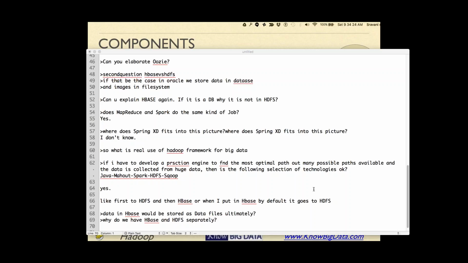Chandra's question is, what do you recommend to process and transform files from different FTP sites to HDFS? I would recommend Sqoop in this case. All right.